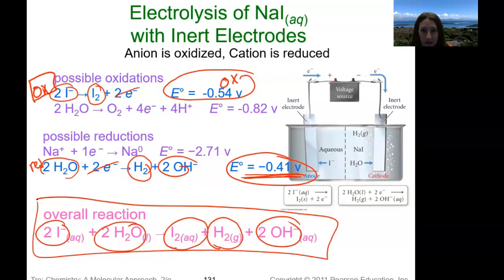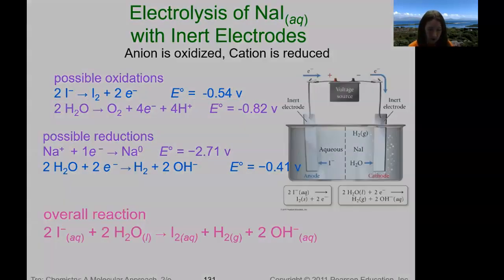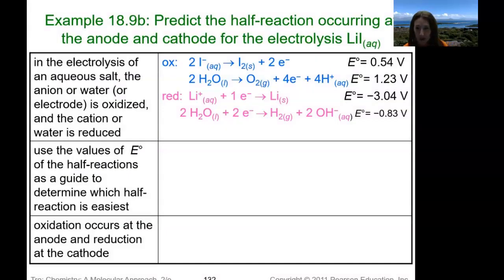I'm going to have you try one now. Are you ready? Okay, I gave you the voltages. So I want you to predict the half reaction occurring here. This is lithium iodide in water. I gave you the oxidation and reductions. Well, that was really nice of me. So now you just need to pick out which one's going to be at the anode and which one's going to be at the cathode. Okay, so I want you to try that right now. I just want to know which one's at the anode, which one's at the cathode. So try this, and then we'll go over it in just a minute.